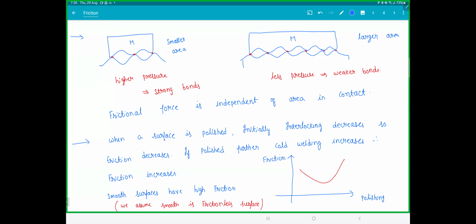Clear, Arya? Daksha? Nikhil? Sharman, clear with this? Arush? Adi?